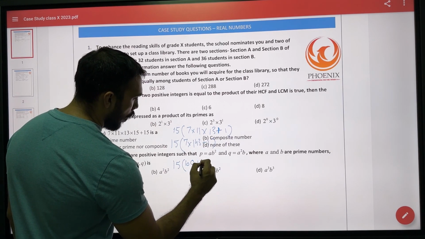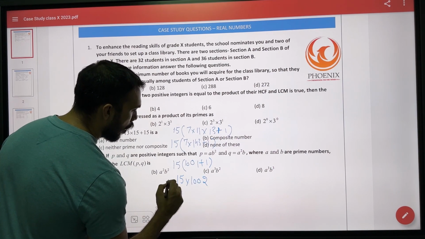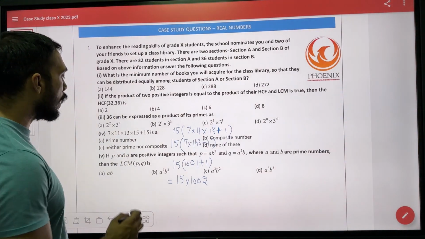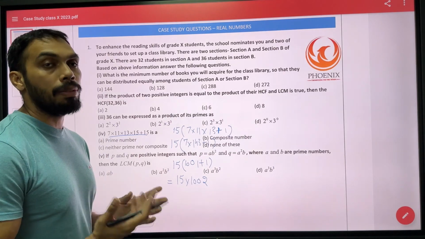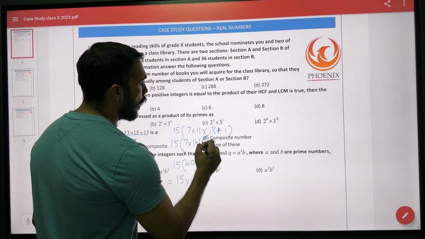1001 plus 1. So basically my whole expression is nothing but the product of 2 numbers, 15 and 1002. Since the whole expression can be expressed as the product of 2 numbers other than 1, that means it is a composite number. So for the current question, B is the correct answer.